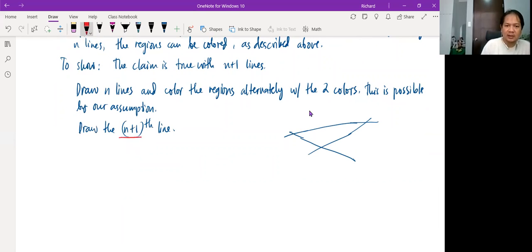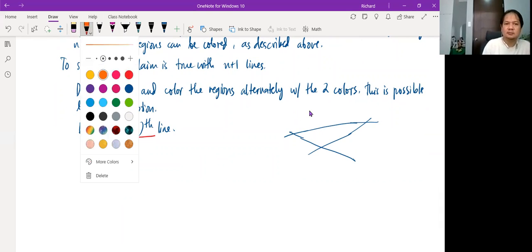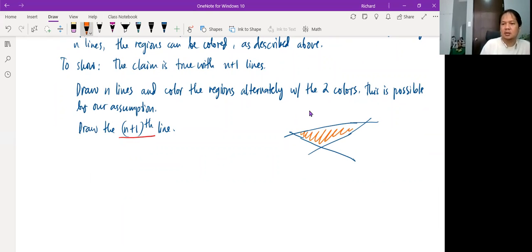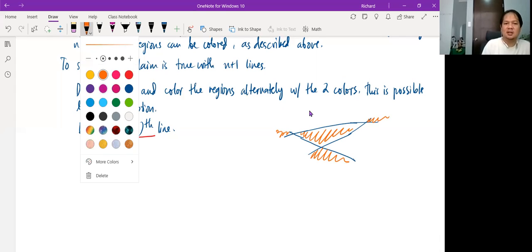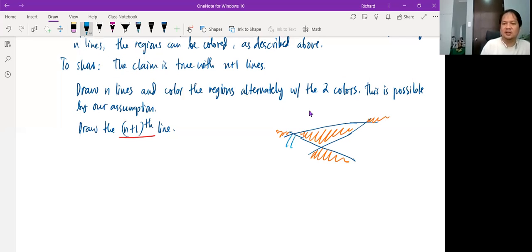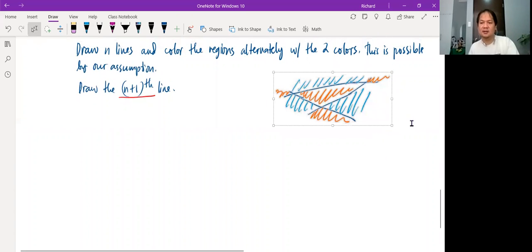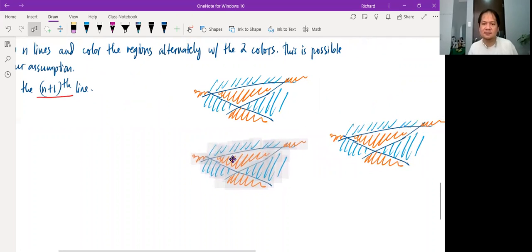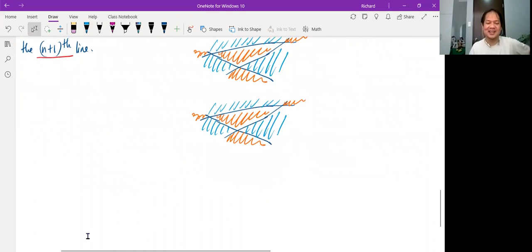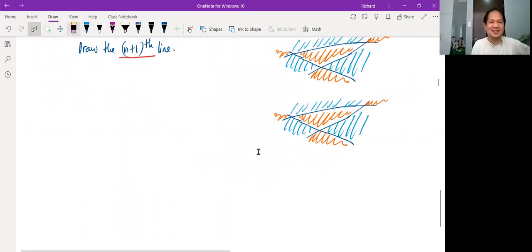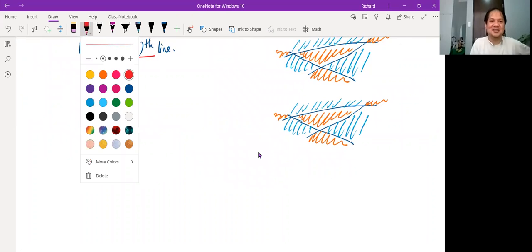So I'm going to use something colored. Hold on. So suppose the two colors are orange and light blue. This is orange. This is orange. This is orange. And this is light blue, and then light blue. Okay. And then draw the n plus first line. All right. Just copy paste. Anyway, it's here, so let's use it to our advantage. I'm going to draw it in red.